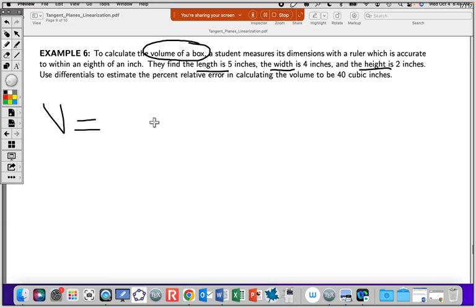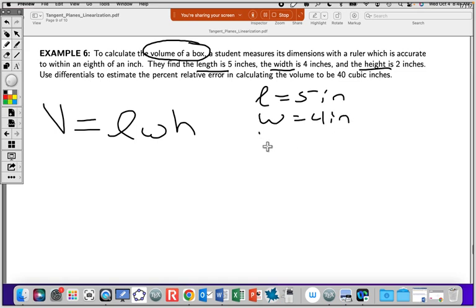Length times width times height. Good. So LWH. I measured L is 5 inches, W is 4 inches, H is 2 inches. But all of these have an uncertainty, and the uncertainty of all of them is the same because we use the same ruler, accurate within an eighth of an inch. This is all plus or minus 1/8.